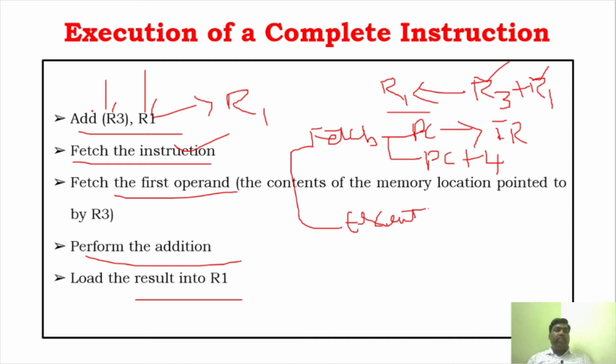First, you have to fetch this instruction. Then you have to fetch the operand. Then you have to perform the addition, and the result has to be saved in R1. And similarly, as I said, fetching the instruction means it has to perform two things: move the content from PC to IR and increment the PC by 4. Now I am going to explain this in the program.